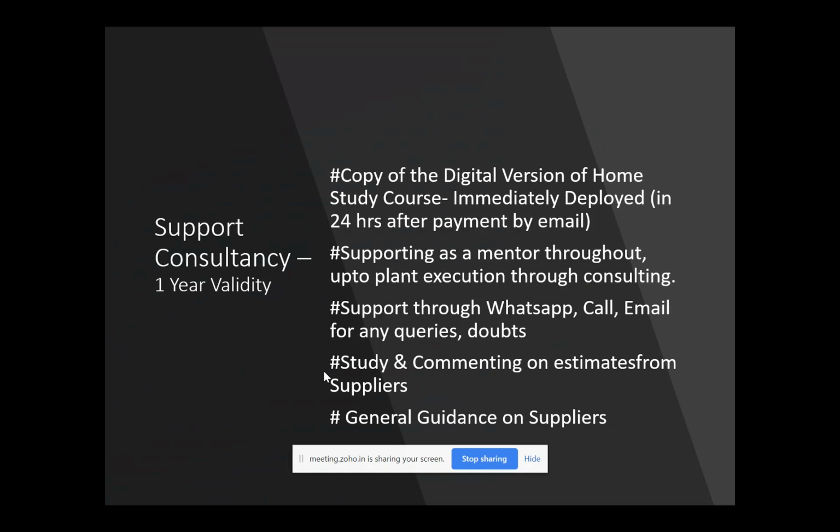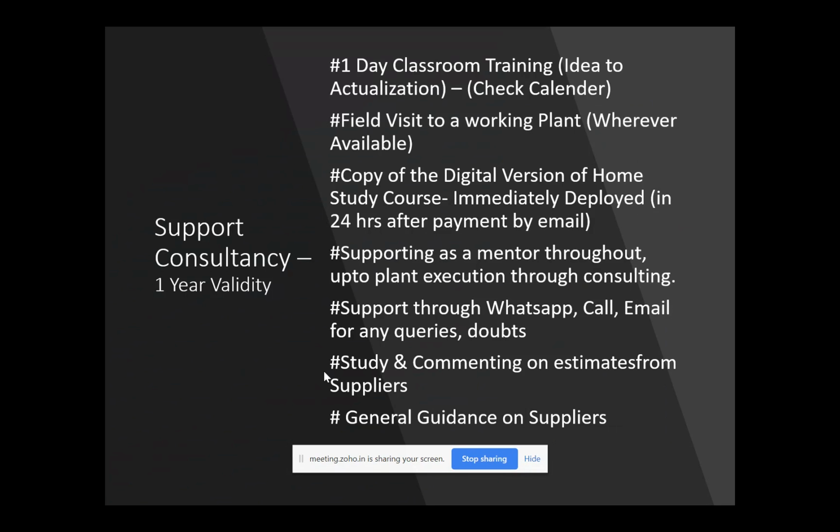Here we offer a copy of the digital version of the home study course. As we have a home study course, we immediately deploy this course to you. One day classroom training is also available inside the course, and one field visit to a working plant. Or straight away you can attend our 2 days live session in Pune. So how much is it costing? It costs 25,000 Indian rupees or 400 USD. This is a one-time payment. So in 25,000 or 400 USD, you get a complete annual support free.